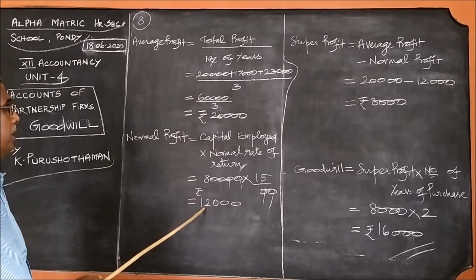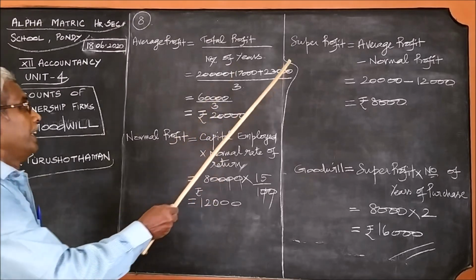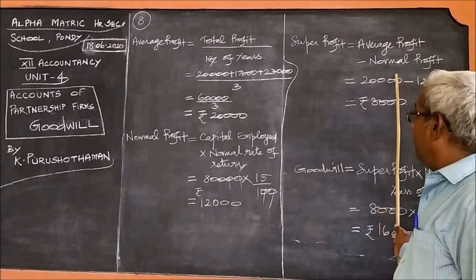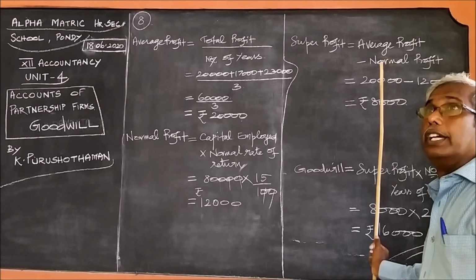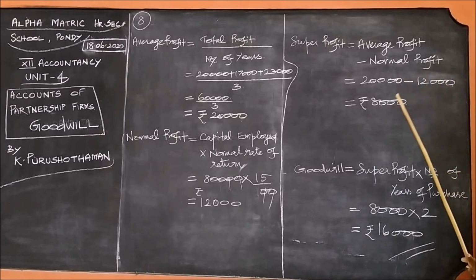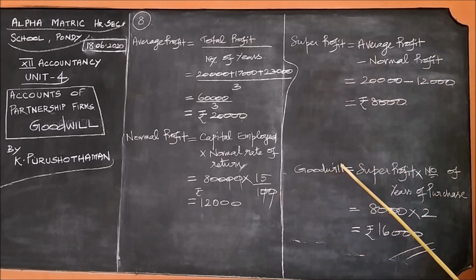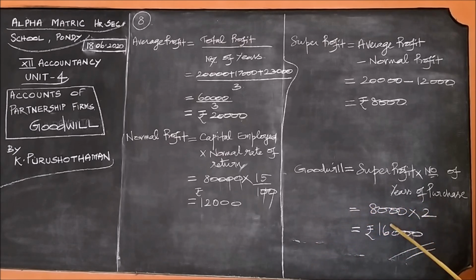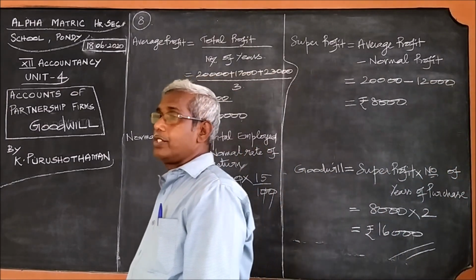Now, average profit we have calculated and kept ready. Normal profit we have calculated and kept ready. Using these two, we can find the super profit. Super profit is equal to average profit minus normal profit. Average profit is 20,000 and normal profit is 12,000. 20,000 minus 12,000 is 8,000. Now we come to the formula for goodwill. Goodwill is equal to super profit into number of years of purchase. Super profit is 8,000, into number of years of purchase, 2, which is given in the problem itself. So 2 into 8,000 is 16,000. This is the super profit method. The other 3 methods we will see in the next class. Thank you.